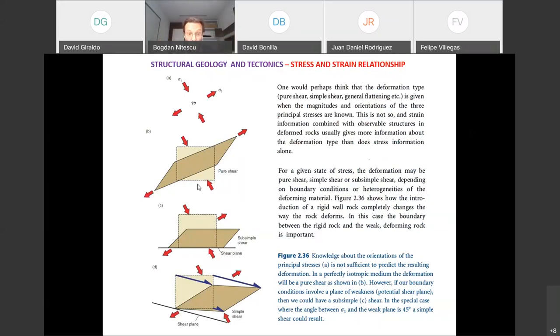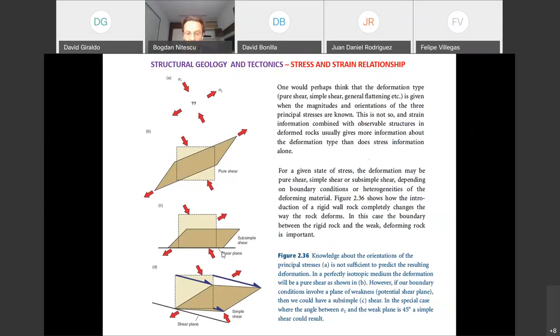It's logical: if you do this thing to this rectangle, this is what you're going to get. Now, I told you, boundary conditions. There are things in the environment, in the medium, that condition the direction of the evolution of things, in our case of deformation. So for instance, a plane of weakness, shown as a shear plane. That is a boundary condition.